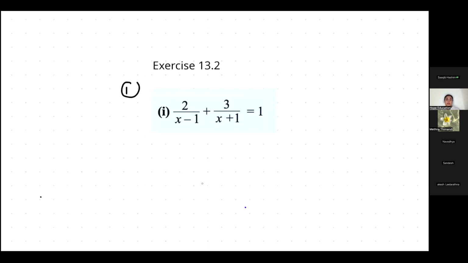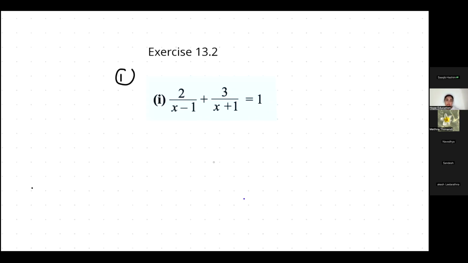Okay, it's all right. Let's discuss. Is my line still breaking?